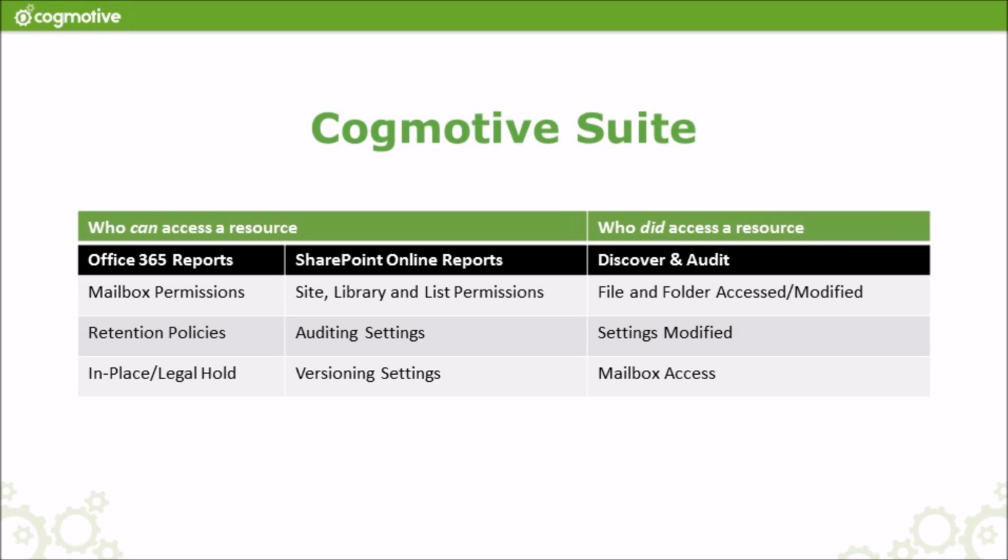You may also have a department in your organization that needs a certain in-place or legal hold set on the mailbox. You have a regular scheduled report from the Office 365 Reports module filtered by that department, which shows you the hold configuration for each user. One day you discover that one of the users does not have legal hold enabled. By quickly bringing up the Discover and Audit module, you can see who changed this user's policy and when.